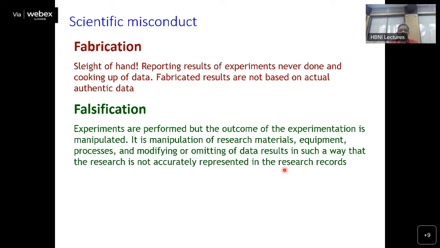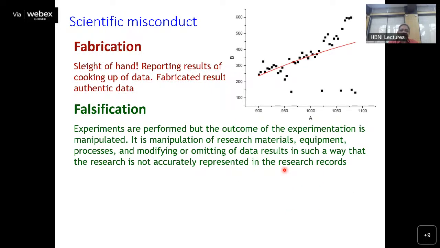Say in chemistry you have certain processes, so those processes could be manipulated, or you can actually modify your data results, or you try to intentionally omit certain data, so that what you're actually showing as your research work is not a true representation of the actual research which was carried out. For example, I'll show you here a set of data points. You have a set of data points like this, and then there are at least about 4 to 5 data points which are grossly deviating from the general curve or the tendency of the data points, which is like this.